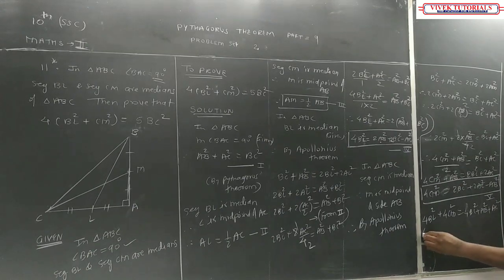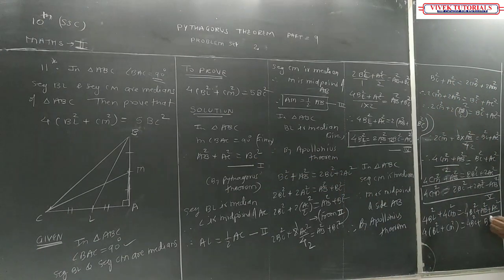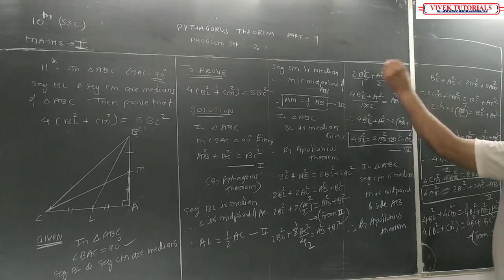So, if I am taking 4 common, this will become 4 in bracket BL square plus CM square is equal to 4BC square, no doubt about it, plus AB square plus AC square is equal to BC square. We are going to write BC square, and here we will write from 1. You got it? After that, I am going to continue over here a little bit.